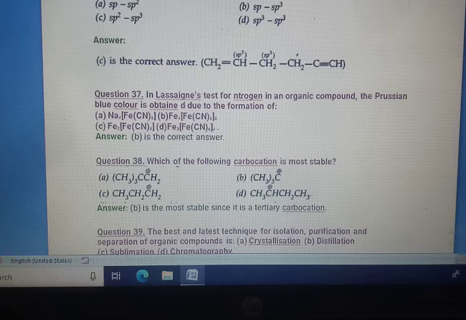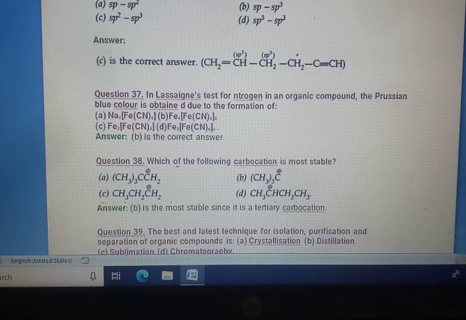Which of the following carbocation is most stable? The one with the maximum alkyl groups will be the most stable, which means the tertiary one. You can see the B option. In the tertiary carbon, all the sides have a CH3 group attached and the central carbon is having a positive charge on it. That will be more stable. Tertiary carbocation will be more stable among all these, right?